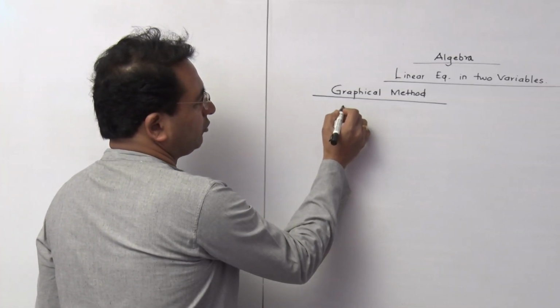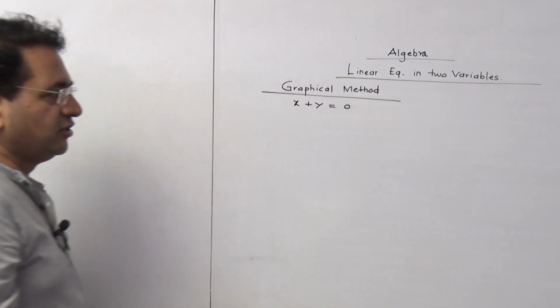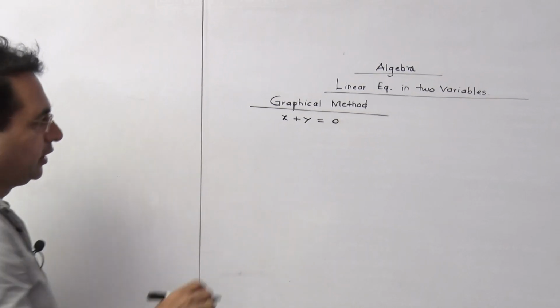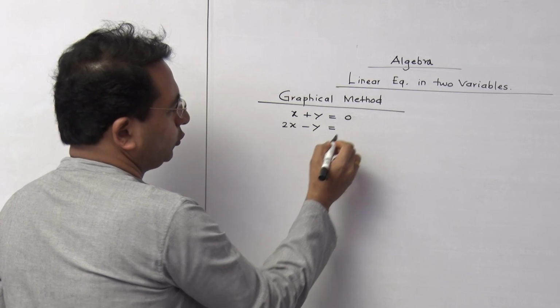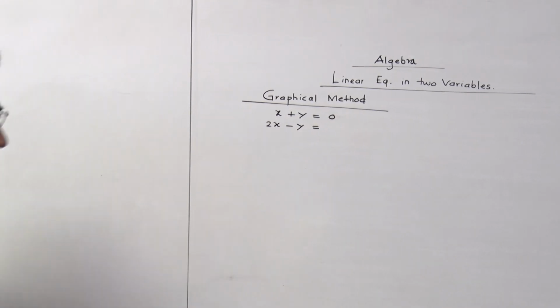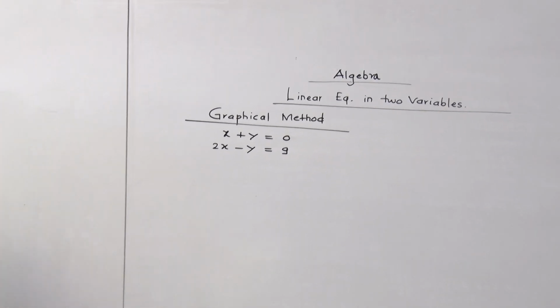Let us write one equation here. It is x plus y is equal to 0. That is one equation. And the other equation is 2x minus y is equal to 9.